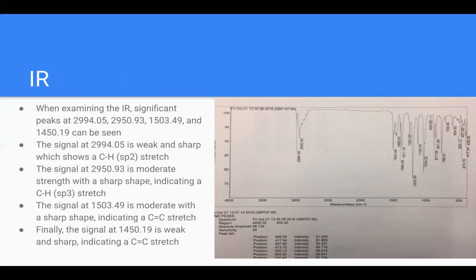Our first one is at 2,994.05. It's weak, but it's sharp, so that means that we have a C-H sp2 stretch. The one right next to it at 2,950.93 is moderate strength and also sharp, so that means we have a C-H sp3 stretch. And finally, the 2 signals, one at 1,503.49 inverse centimeters, and the other at 1,450.19 inverse centimeters. Those are both sharp, one is weak and one is moderate, and those both indicate a C double bond C stretch.